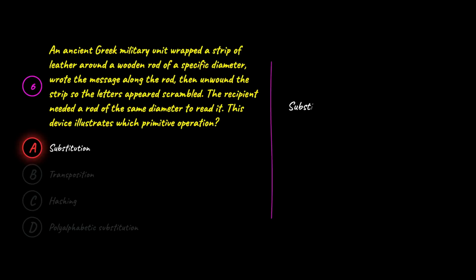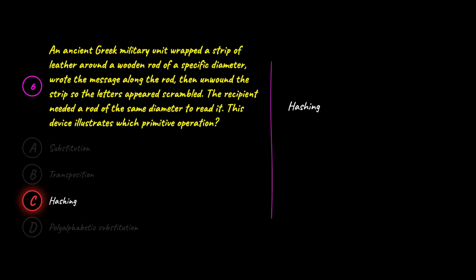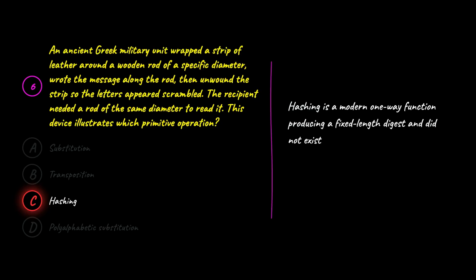A is wrong because substitution replaces each letter with a different symbol, but the Scytale keeps every letter intact and only moves where each one sits. No symbol is swapped for another. C is wrong because hashing is a modern one-way function producing a fixed-length digest and did not exist in ancient Sparta.